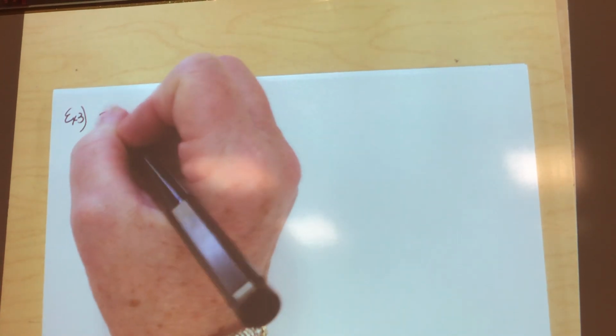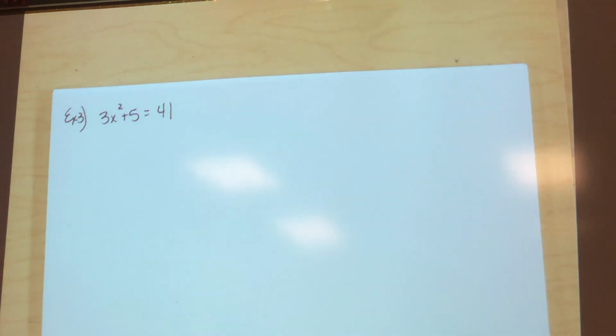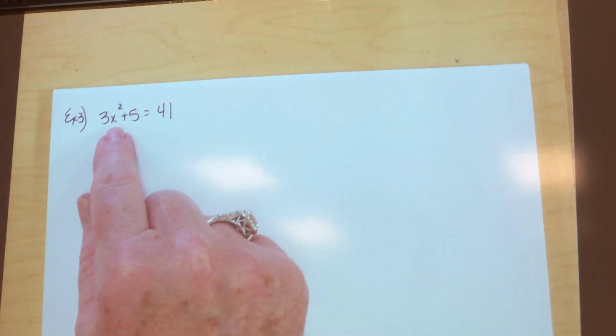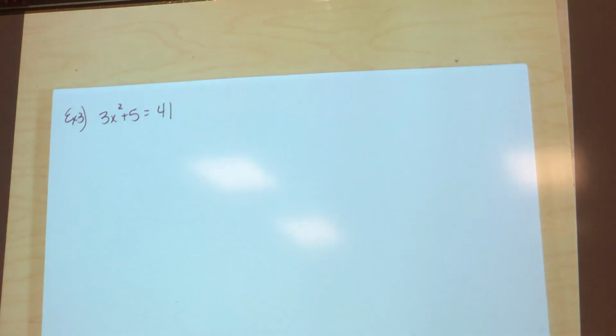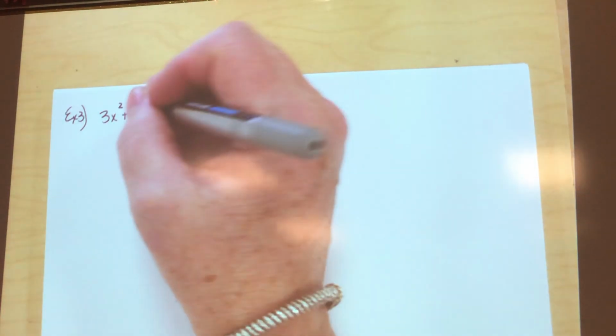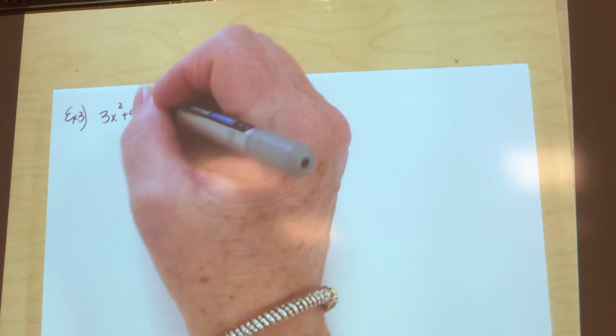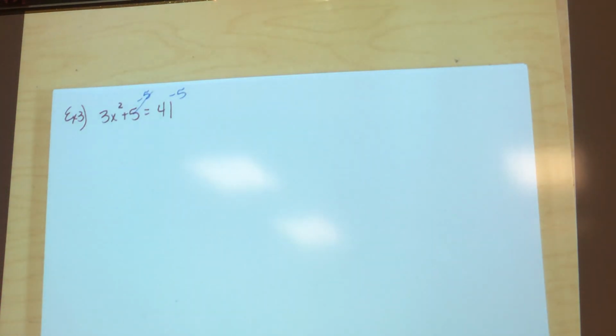Example 3, 3x squared plus 5 equals 41. Okay, normally if we're solving a quadratic, what's a quadratic? What's it got that makes it a quadratic? An x squared. Okay? I would say, hey, you need to set it equal to 0 and factor and solve. But there's an easier way to do this one. This one, I'm going to subtract 5 from both sides. Tell me why I'm doing this one differently. Because your x squared is going to equal that, and you can just take the square root. That's right, because what does it not have?